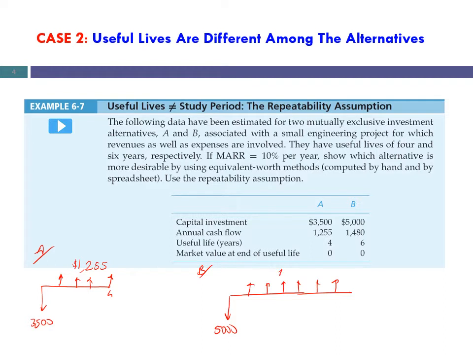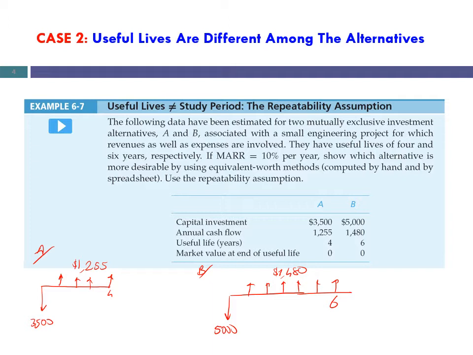And the value is $1,480. Okay. Now I need to compare A and B, and the fundamental principle says that if you want to compare these two projects, these lives, this study period should be equal to each other. But as you can see, they are not. So what are we going to do? Actually, we will move them to a common basis.